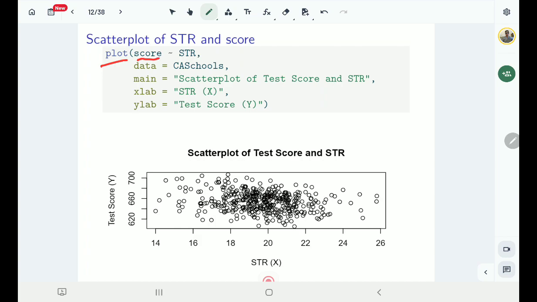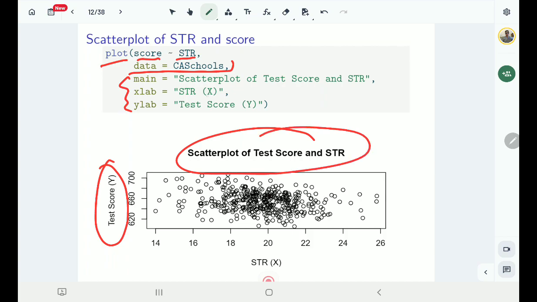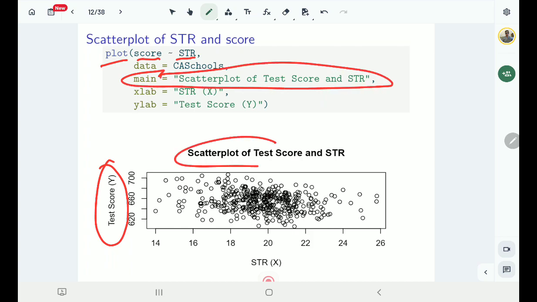So the variable on the y-axis is test score, and the variable on the x-axis. This is arbitrary; you can choose. Usually we put the dependent variable on the y-axis and the independent variable on the x-axis. And this one is important, but these three are optional. The main stands for this. Maybe I have to use different colors. So the main is basically making this.